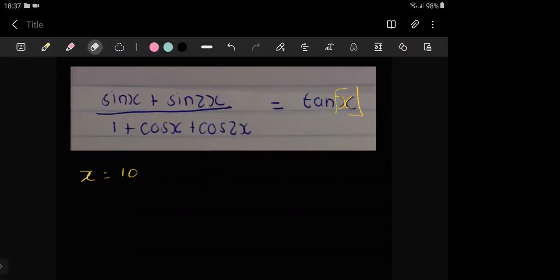So let me do that in the calculator. I'm pressing the fraction button. I'm using 10 as the dummy value. I'm putting 10 where x is, and then sine 2 times the 10 there. At the bottom, 1 plus cos 10 plus cos 2 times 10, close bracket. On the left, the number I'm getting in the calculator is 0.176, and so on. On the right, if we put sine 10, we should get the same answer. Sine 10, we're definitely getting 0.176.